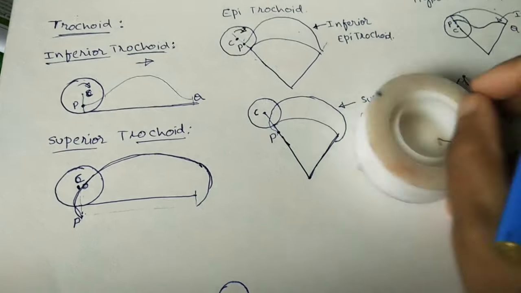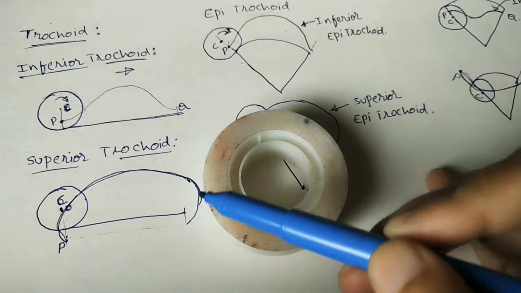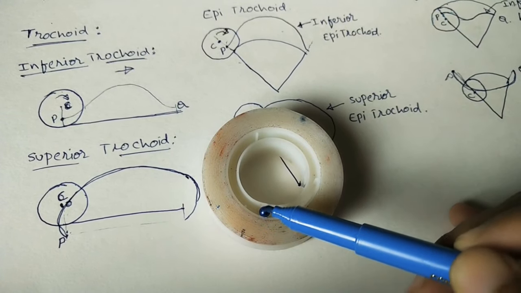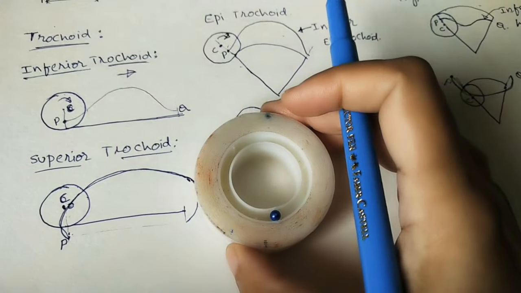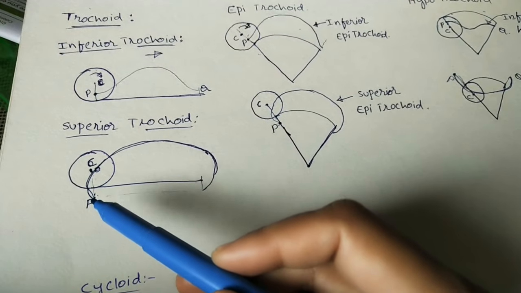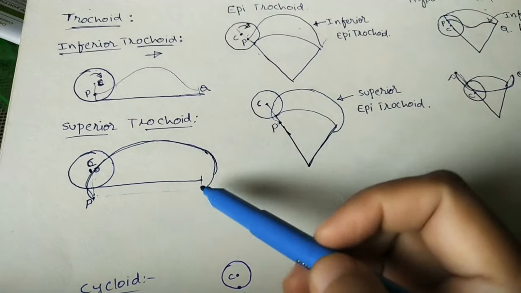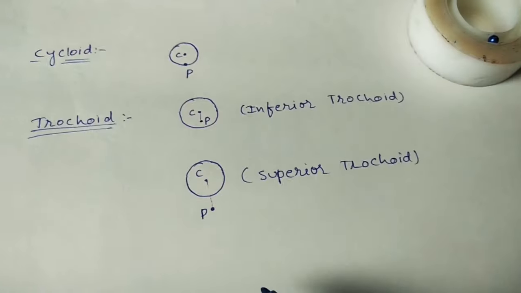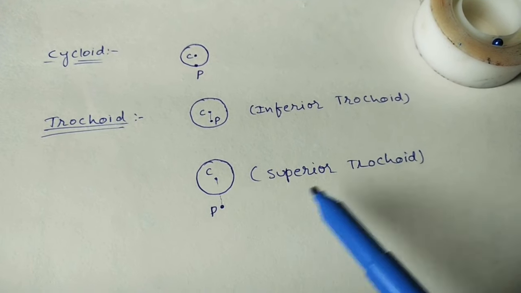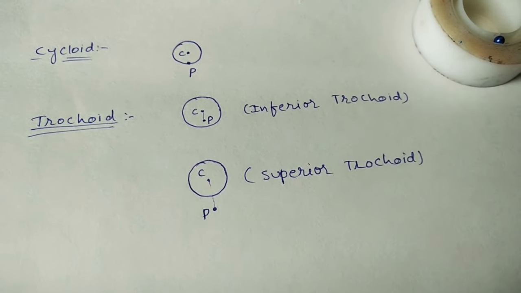So the example we can take like this. This is the circumference of the circle, and this is the P point. P point is inside the circle. If the P point is outside the circle, we will get a curve called superior trochoid. In this class, we will discuss superior trochoid. So P point is outside the circle.